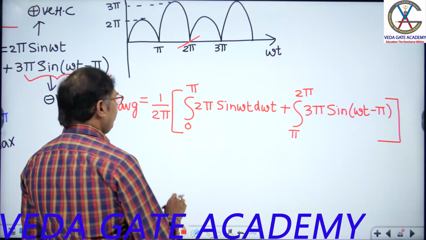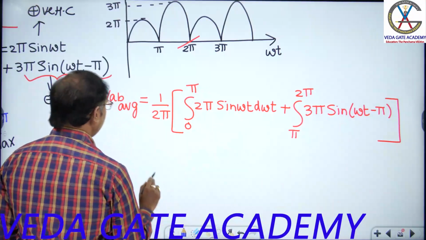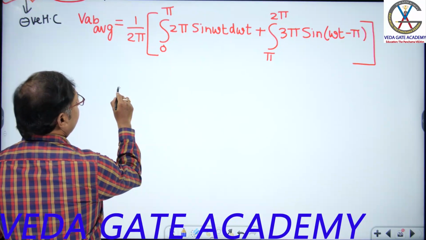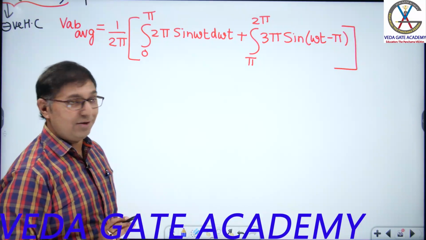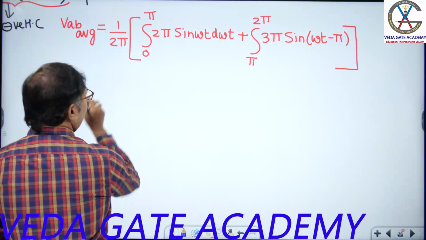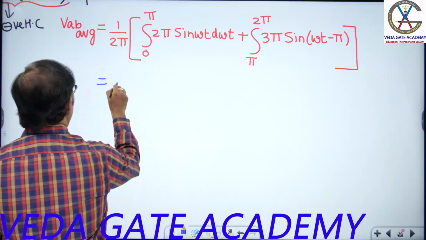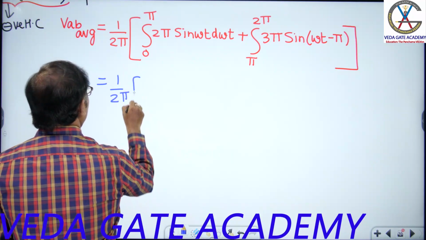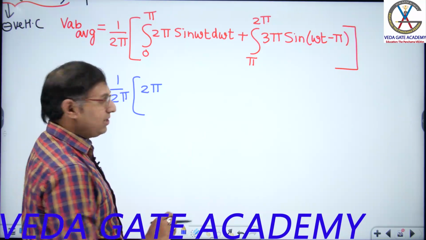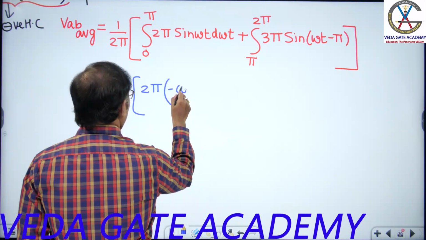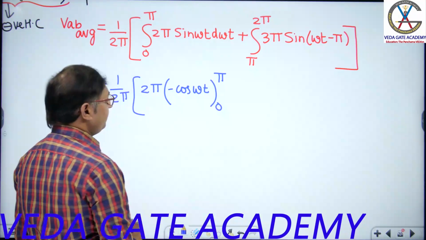Right. Now for the simplification part, let us start simplifying this equation. It equals 1 by 2 pi times 2 pi into the integral of sine omega t, which is minus cos omega t, with limits 0 to pi.